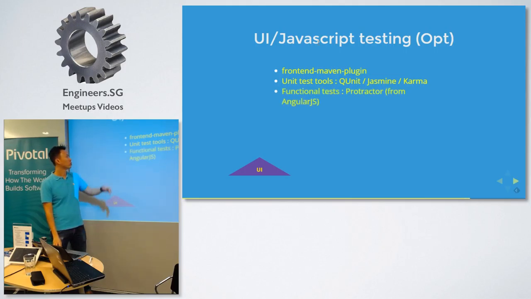There's also another tool called Protractor. It's coming from AngularJS. We can use it to run functional tests. So I was talking about functional tests being run on Java, but there's also a JavaScript way to run functional tests.